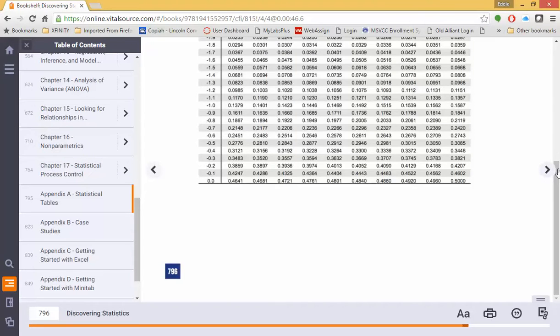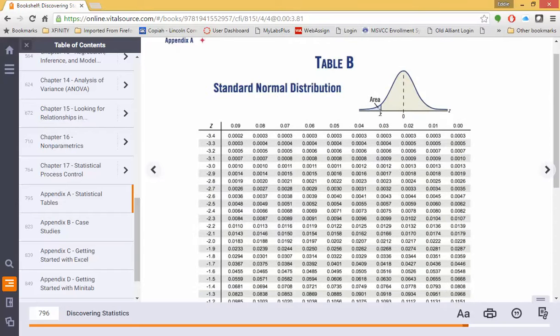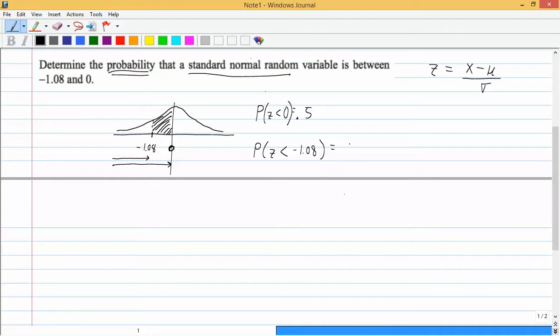Okay, so I need to find an area for negative 1.08. So negative 1.0 is right here. And then I'm going to go over to the eighths for hundredths. So that's negative 1.08. It's 0.1401. So that area is 0.1401.